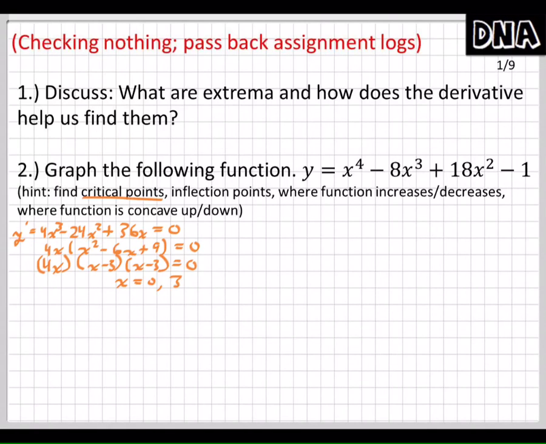Why is 0 and 3 a solution? Because if I plug 0 into all of these x's, I will get 0. If I plug 3 into all those x's, I will get 0. So these are critical points.